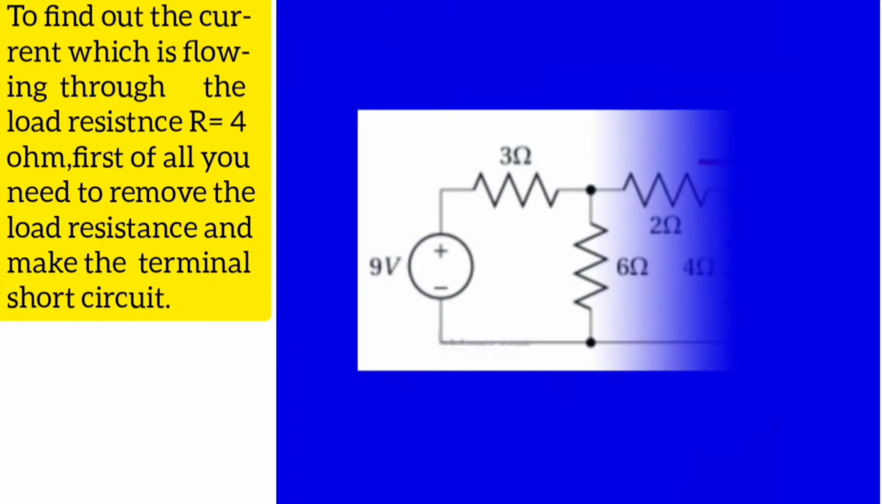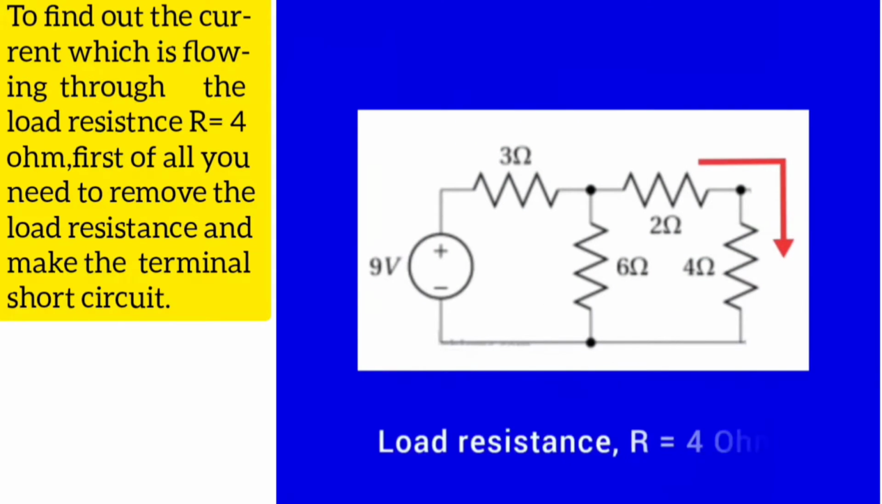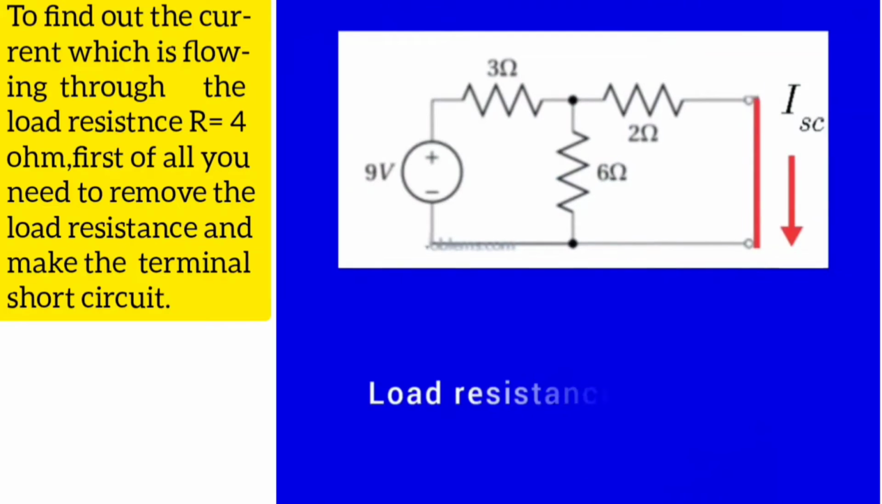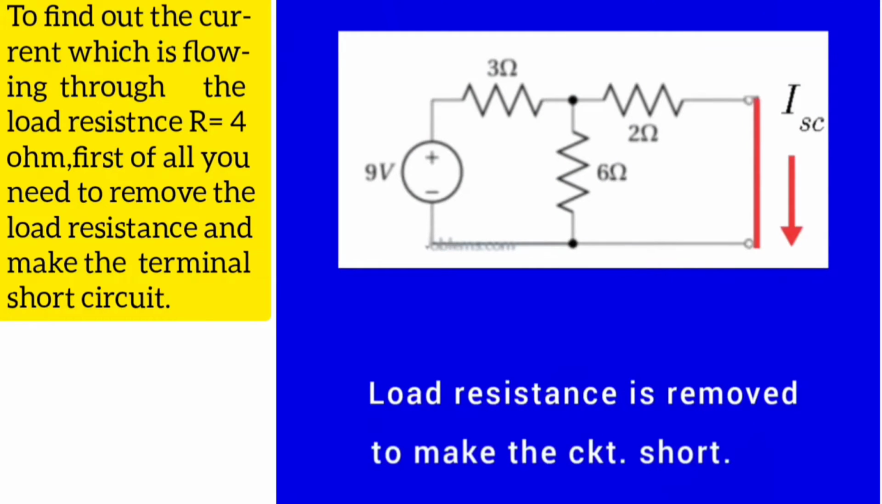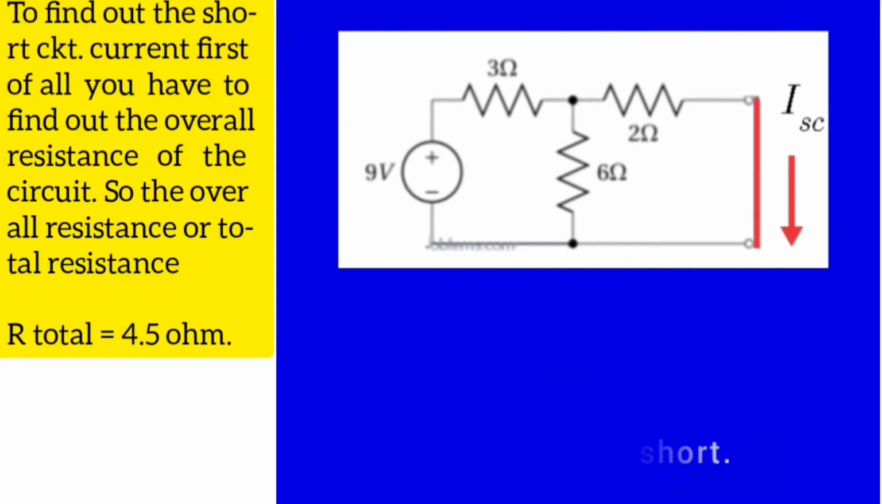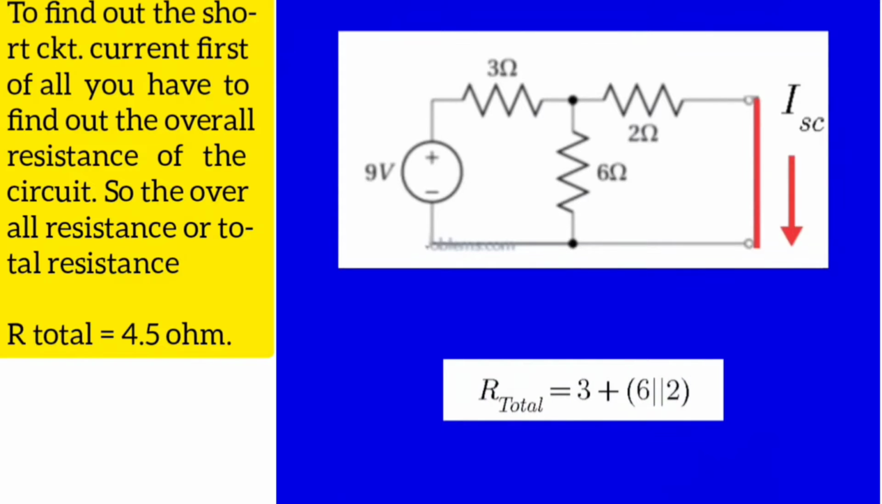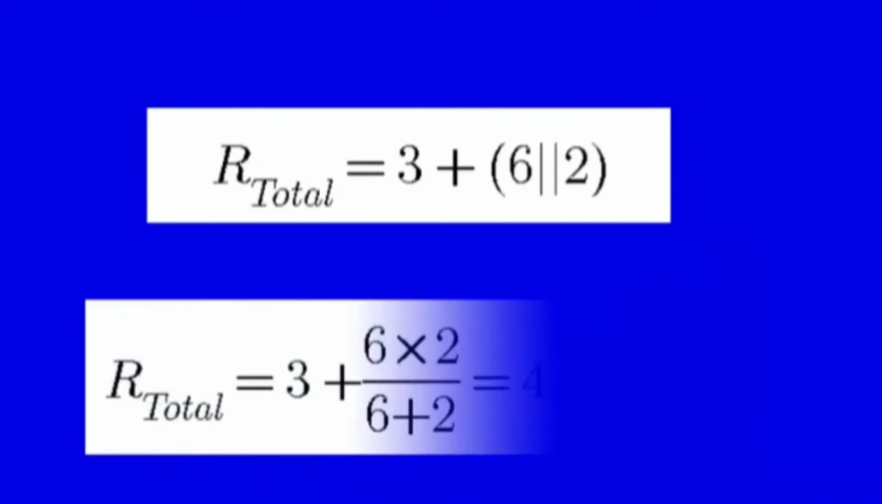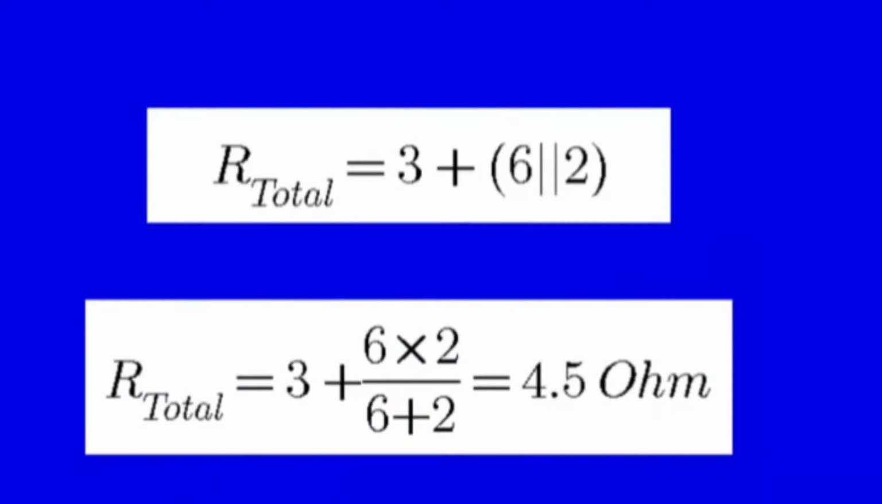To find out the current which is flowing through the load resistance R ohm, first of all you need to remove the load resistance and make the terminal short circuit. To find out the short circuit current, first of all you have to find out the overall resistance of the circuit. So the overall resistance, or total resistance, is equal to 4.5 ohm.